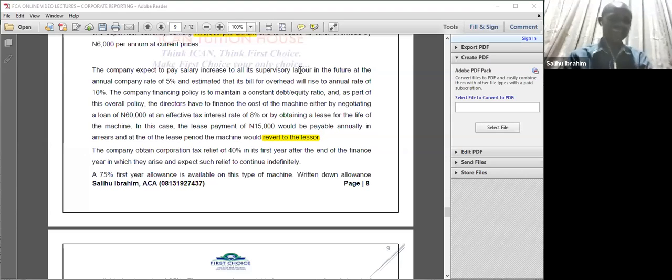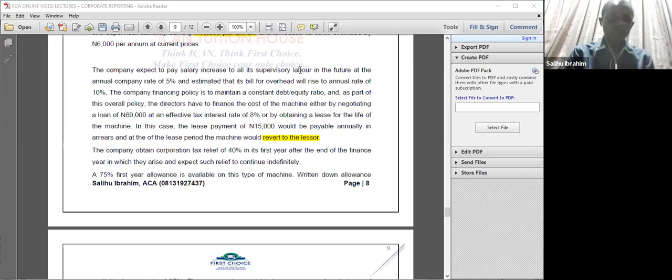If it were to be a finance lease, then the asset will have to revert to who? To the lessee. The lessee will become the owner of the asset at the end of the lease term if it were to be a finance lease. So this is an operating lease. Thank you. You got it clearly correct.